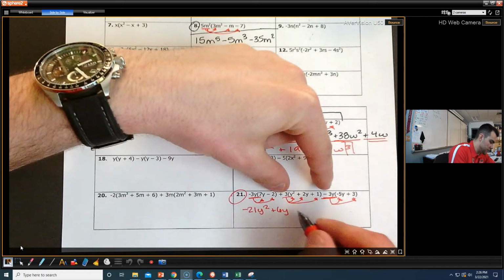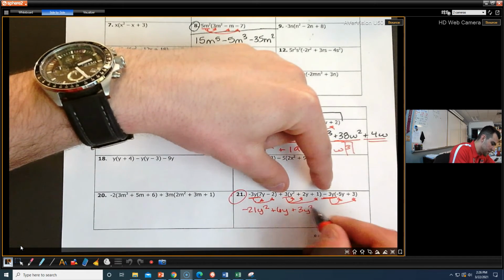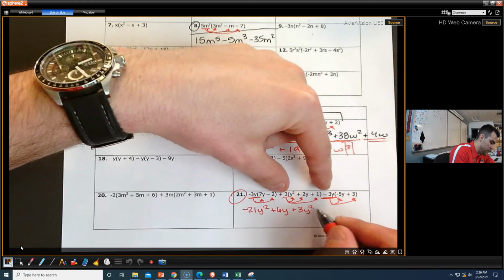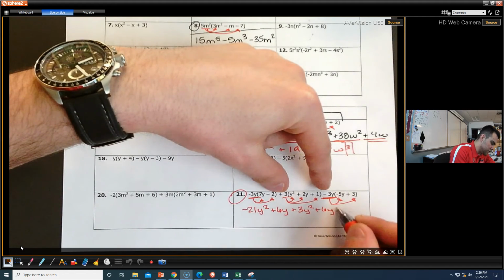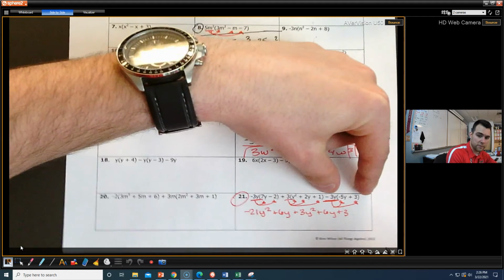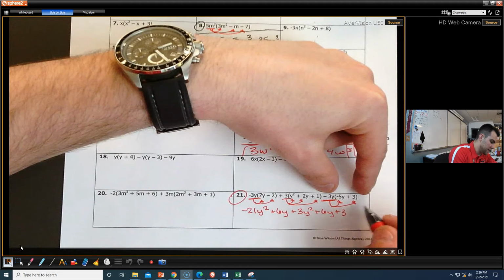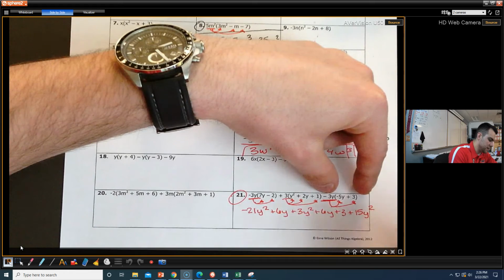This one, I'm going to get a positive 3y squared. 3 times 2y is 6y. 3 times 1 is 3. Now, negative 3 times negative 5 is a positive 15. y times y is y to the second. And then negative 3y times 3 is minus 9y.